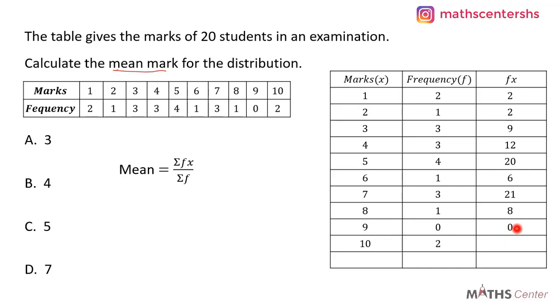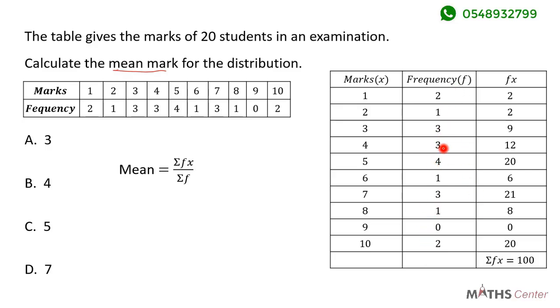To get the mean, we need sigma fx divided by sigma f. So we have to add all the fx values. When we add all the fx values together, we are going to have 100. We need sigma f, so we add all the f values. When we add all the f values together, we are having 20.